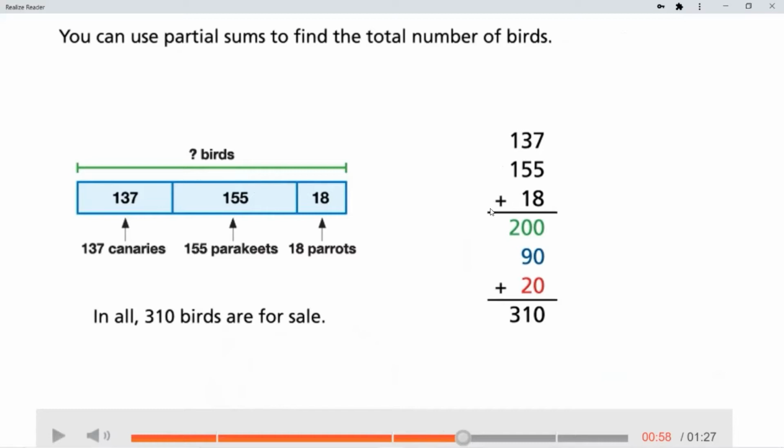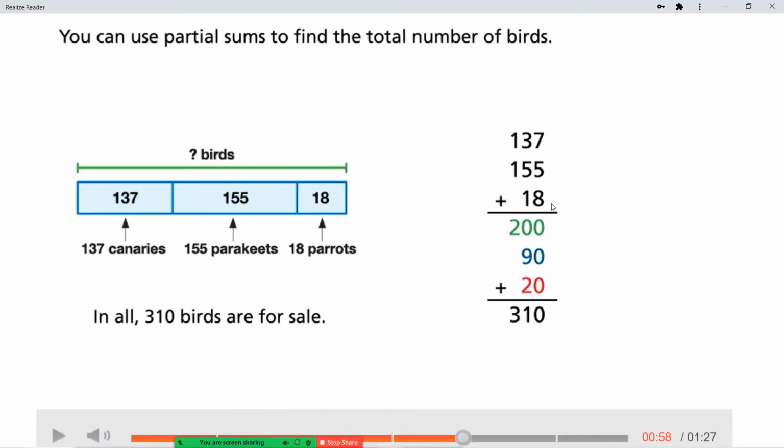So here you can see that they added by place value. So they added the hundreds first and put 200. Then they added the tens. So 3 plus 5 is 8 plus 1 more is 9. 9 groups of 10 is 90. And then 7 plus 5 plus 8 is equal to 20.